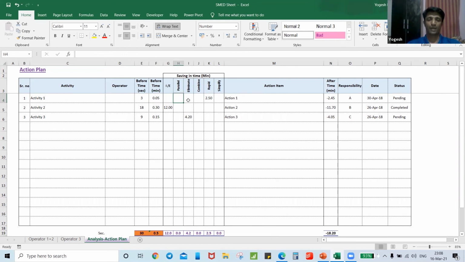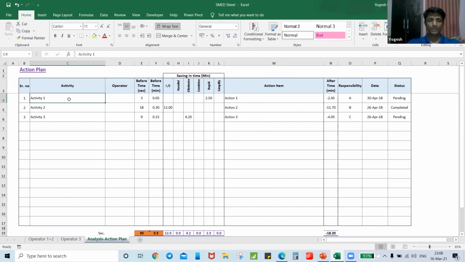Then can we do it in parallel, can we eliminate it altogether, can we combine it, can we rapid it, or can we simplify it, and what action we need to take in order to either do it externally, do it in parallel, eliminate, combine, rapid, or simplify. What is the time that can be saved? So these are the projected times, these are not the actual times, right? So you need to take a fair idea of how much time can be saved if we take this action.